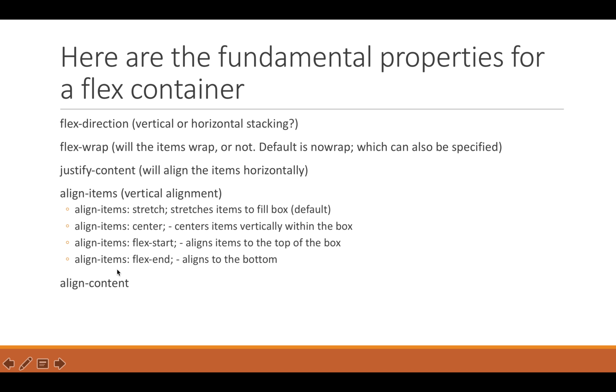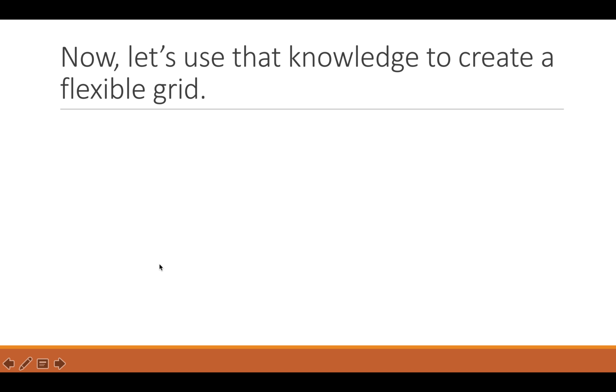Okay, so here are our choices. Remember we said align items center. If we want everything centered, here are our two best friends: justify content center and align items center. You can also, and this is the default if you don't do anything, stretch to fill the box. You can also align columns to the top of the box, align items using flex start, and you can also align them to the bottom of the box using flex end.